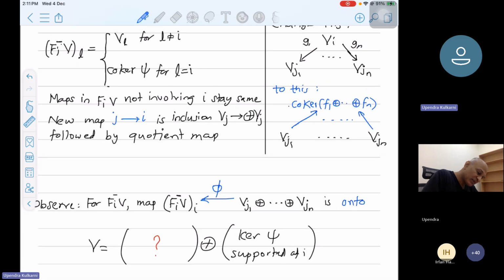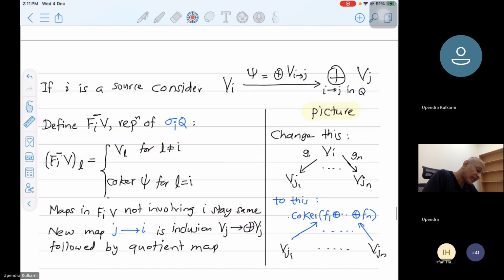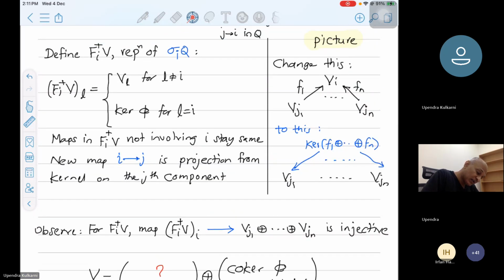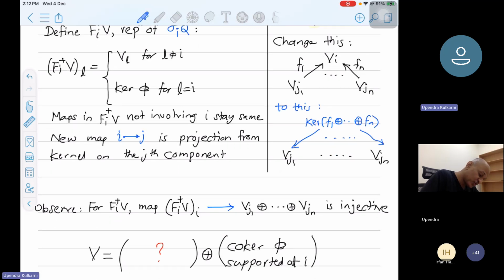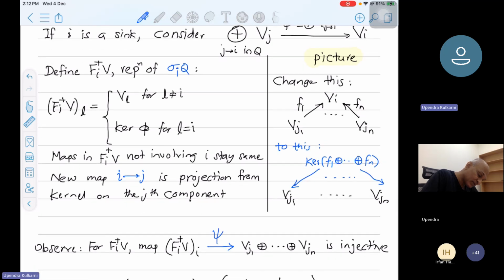Just because you see what the map is, it is a map from the direct sum of all of these things onto the co-kernel of some map that is going into here. So this map is of course onto. Likewise, in the earlier situation, the representation that I replaced Vi by was this one. And of course, this representation is going to include in the direct sum. So when I take the changed quiver and take the map psi for that, it is going to be injective.